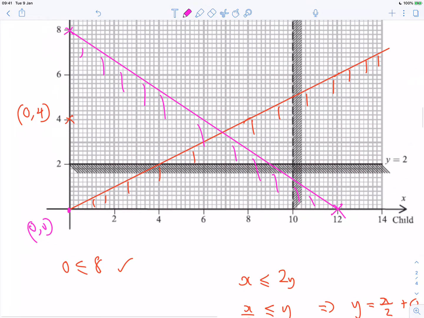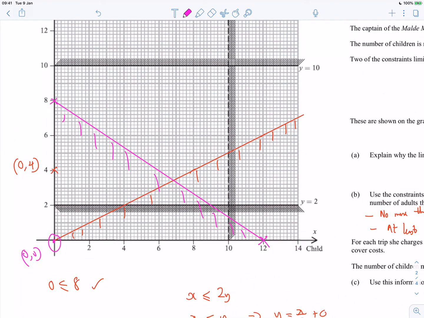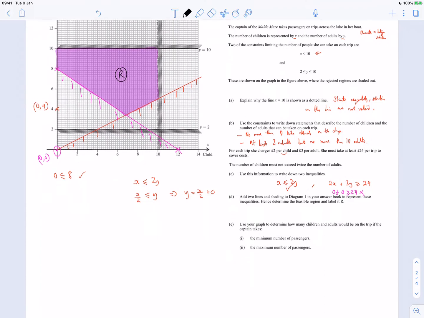Okay, now the reason I didn't use 0, 0 before is because the line was actually on 0, 0. Can you see how the red one is going through it? So substituting 0, 0 in there is not going to have much of an effect. So now, if I want to shade the feasibility region, I'm hoping you can see that the region I want is going to be this. So that, I'll label it R, let's have a more distinct colour. That is my feasibility region.